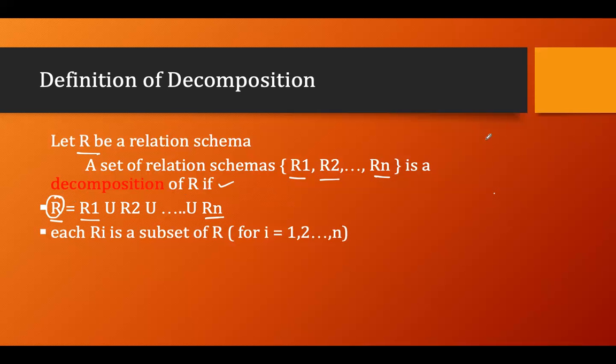If you have a big table R, and R is divided into, let's say, R1, R2, and R3 tables, it means we have decomposed the big table into three small tables. But if you make a union of these three, a union operation of these three, you should get R. You should get R. Then only your decomposition is successful.